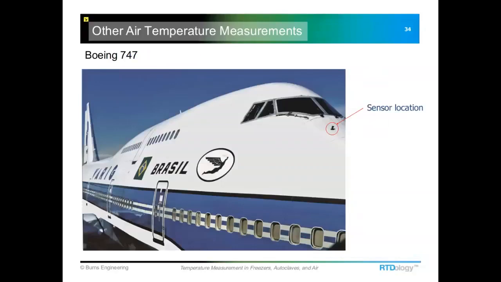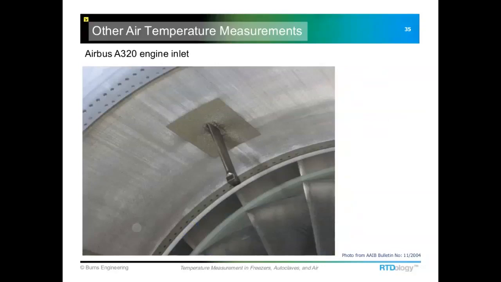On the 747, there's a couple of these sensors. There's two of them mounted right up by the windshield, and they use those for airspeed calculations. An example of one hanging in the engine inlet. This happens to be on an Airbus A320, and you can see the close proximity to the turbine blades here.